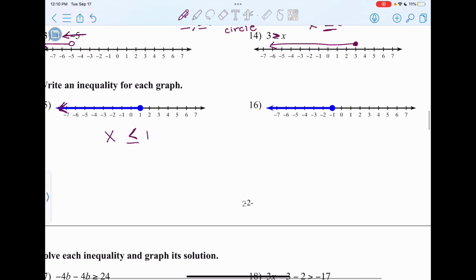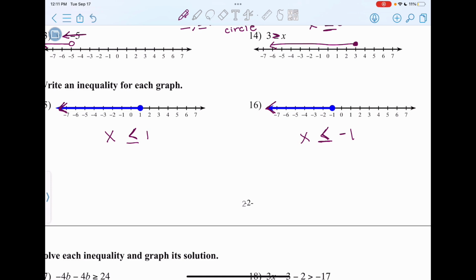Same thing for 16. I'm going to start with x. I have a closed circle, so there's going to be a line underneath my sign. And I'm at the value -1, and my inequality sign is going to match my arrow. And so that is how we graph and write inequalities from a graph. Make sure in order to do the arrow trick that x is on the left side.